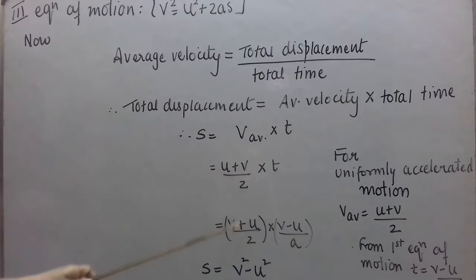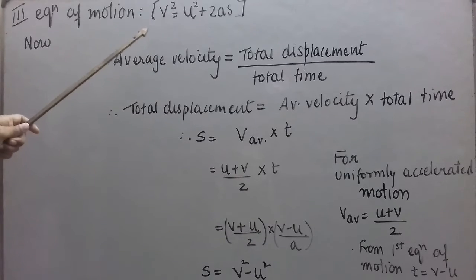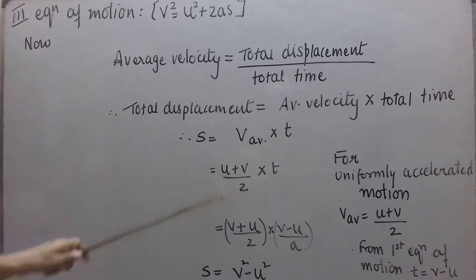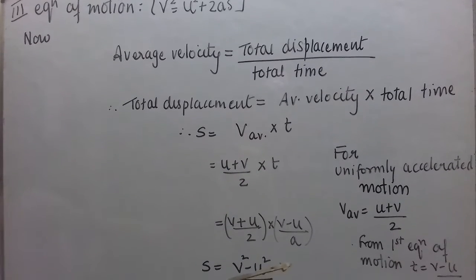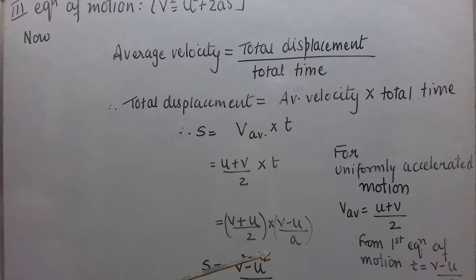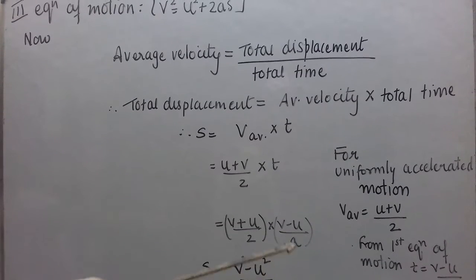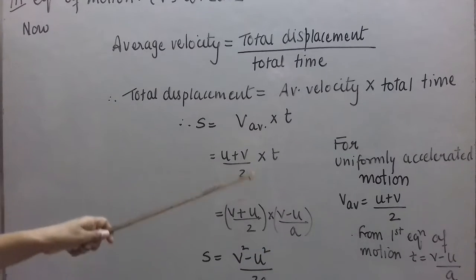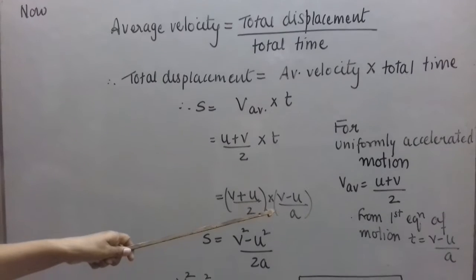But in the third derivation, I see in this equation, I don't have time. So here I don't want t. So I'll put the value of t from first equation of motion. We know first equation of motion is v minus u is at. So we can write t is equal to v minus u upon a. So from first equation of motion, putting the value of t as v minus u upon a, I have written here.